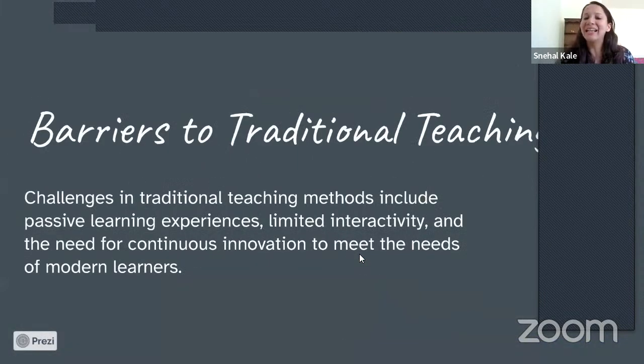What exactly are the barriers to traditional teaching methods? As we all know, sometimes these can be very passive learning experiences. There can be limited interaction between the student and the educator. And sometimes the need for continuous innovation to meet the need of modern learners can be a bit lost.